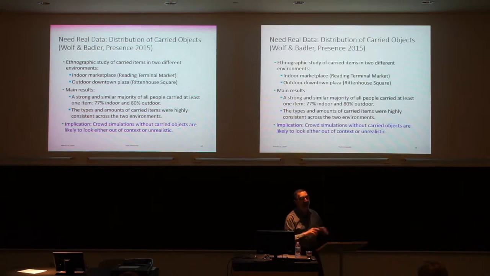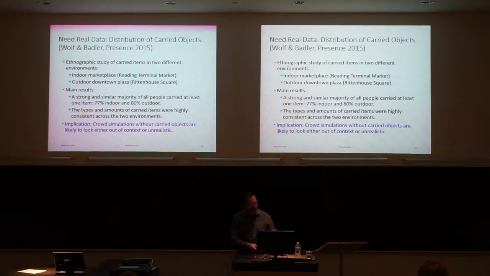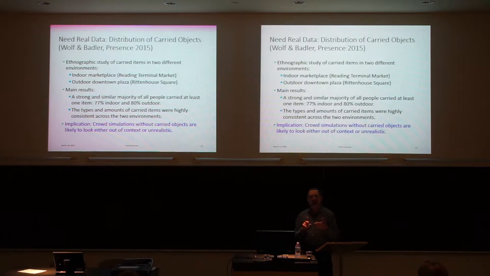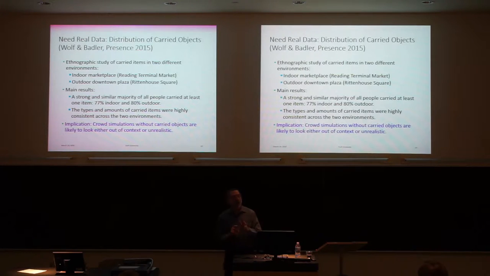And we have a major downtown plaza. There are several, but the main one right in the middle is Rittenhouse Square. So they're very different. One's a place where you shop, one's a place where you just go and hang out. The students who were doing the study were basically taking a lot of visual data very unobtrusively. Things like age, gender, are they in groups, are they single? But what we were first looking at is what were people carrying?